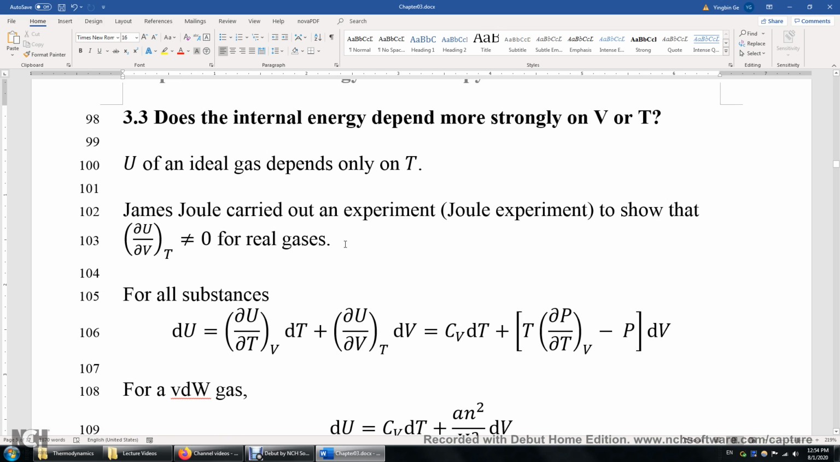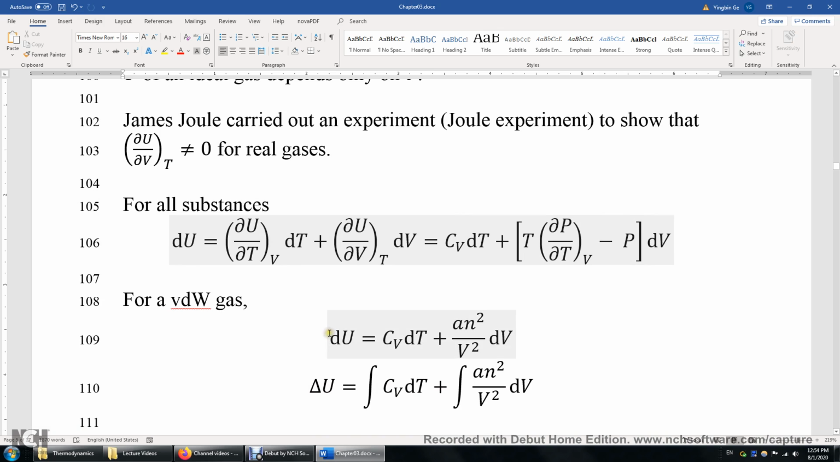For liquids and solids, besides gases, we have this equation here. U depends on temperature and volume. This is a very general equation. And over here, ∂U/∂T under constant volume condition is simply the isochoric heat capacity. And this part, ∂U/∂V when temperature is constant, is called internal pressure. The expression of this is T(∂P/∂T) under constant volume condition minus P. We will be able to derive this equals this after chapter 6.